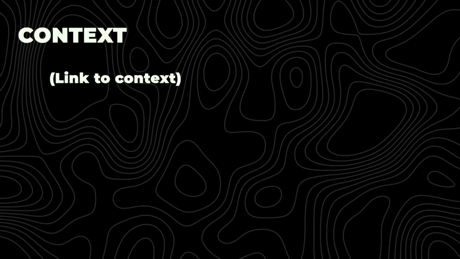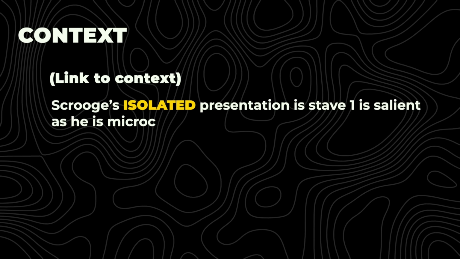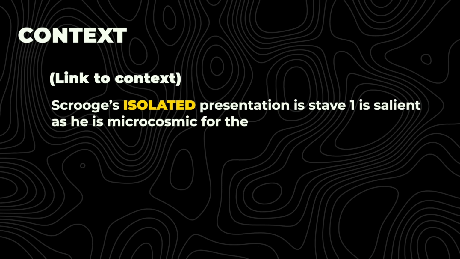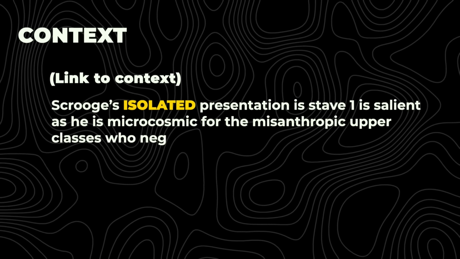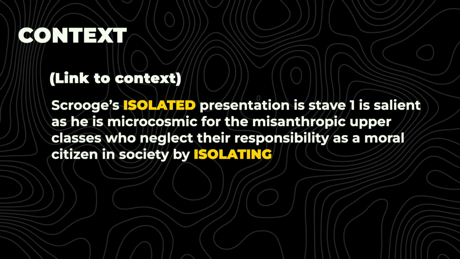Okay, so we've done our PETA ETA. Now for our COOLER part. So the C represents context. So let's look at how we put in our context. The first bit I'm going to give you in terms of the sentence is a link to the context. Then we're going to put the context in. So my link to context: Scrooge's isolated presentation in stave 1 is salient as he is microcosmic. So microcosm, when something small represents something larger, for the misanthropic upper classes who neglect their responsibility as moral citizens in society by isolating themselves.